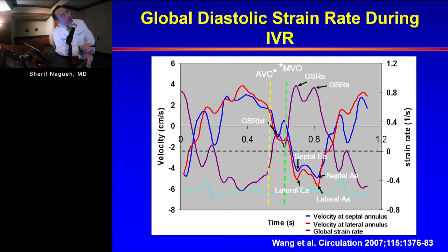The slide shows diastolic strain measurements during several periods in diastole. The red and the blue curves show the recordings of velocities from the annulus. On the other hand, the purple one shows strain. So there are the systolic velocities, then there are the diastolic velocities below the baseline as we are accustomed. The yellow line marks aortic valve closure. The green line marks mitral valve opening. The time interval between them is the isovolumic relaxation time.